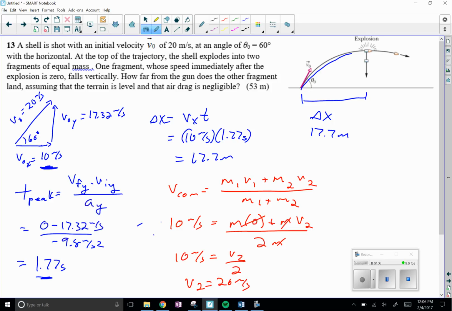So that means that since it's going twice as fast, it's going to go twice as far. So the second displacement is going to be 17.7 times 2, which is 35.4 meters. So then just add up your two distances, and that gives you 53 meters. Okay?